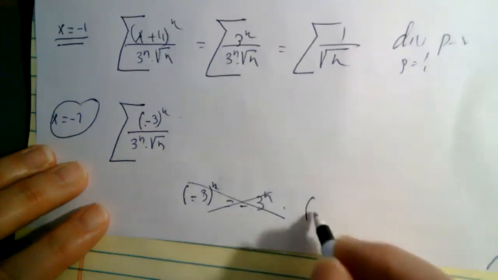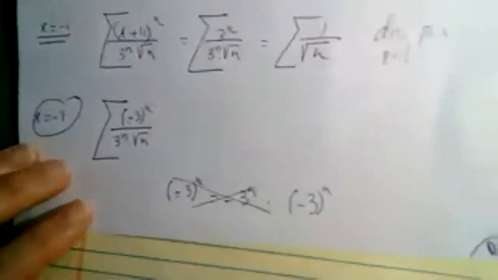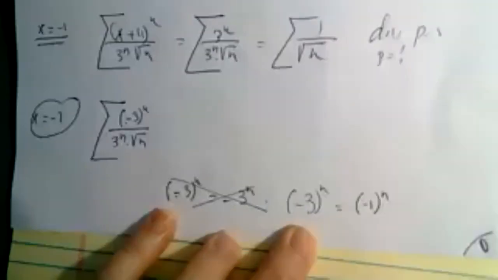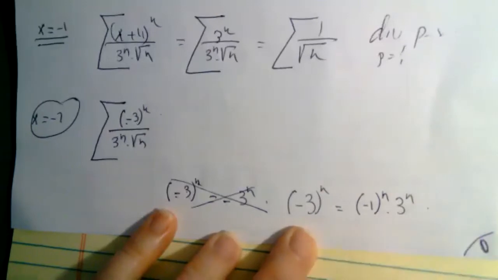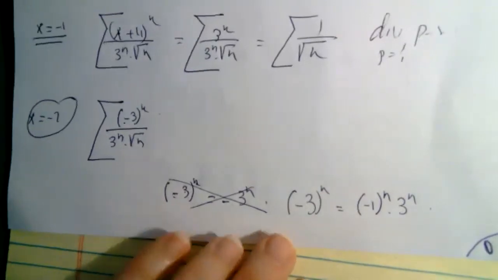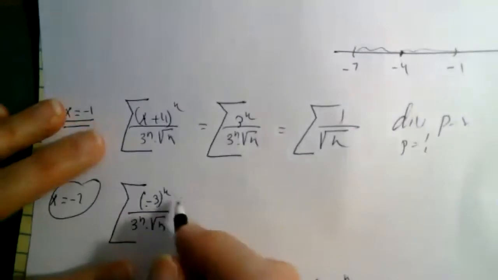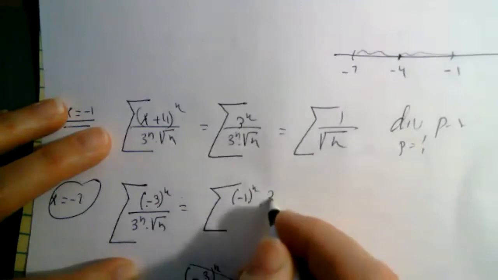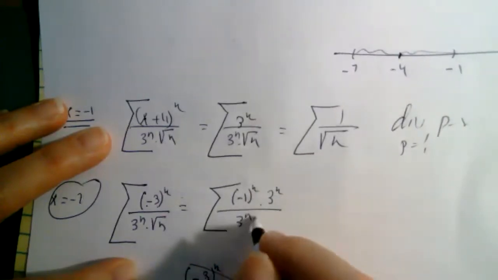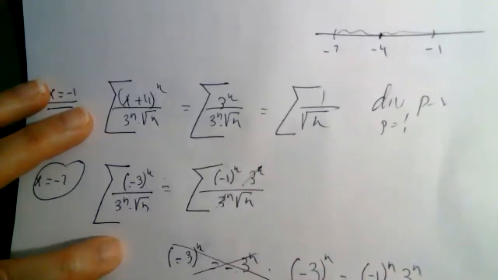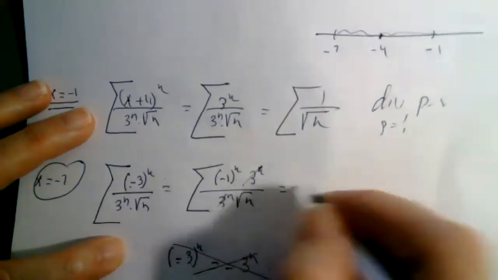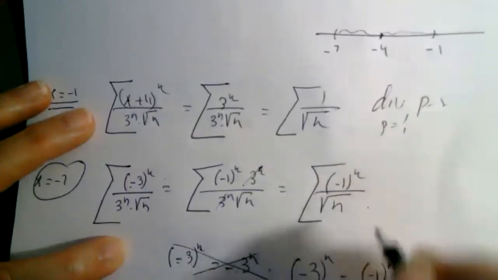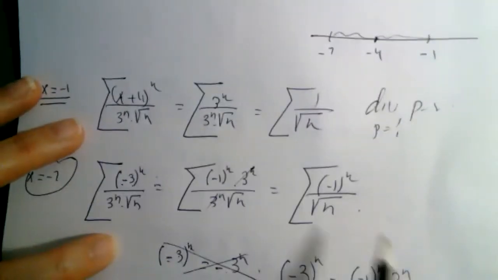So what is the correct setting? The quantity -3, to the power n. The correct setting is that this is (-1) to the n times 3 to the n. No other correct setting for that. If you rewrite it this way, then you will not make mistakes. So this will become (-1) to the n, 3 to the n over that. Now, this and this will naturally simplify, and this would leave me with (-1) to the n over the square root of n.